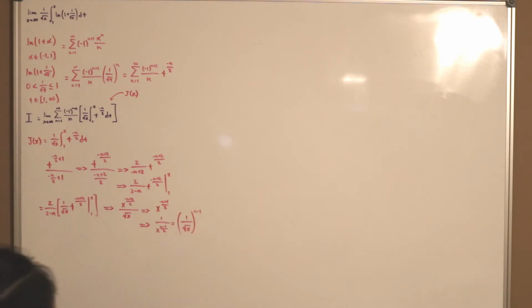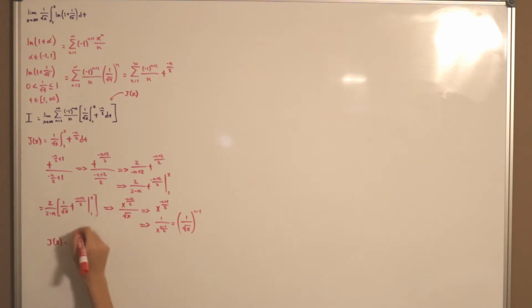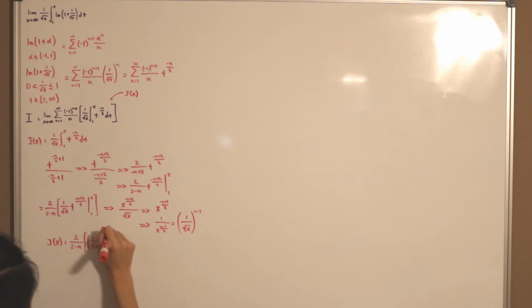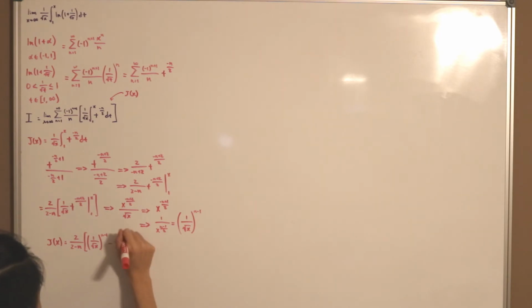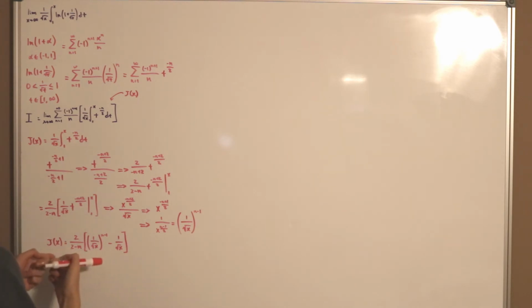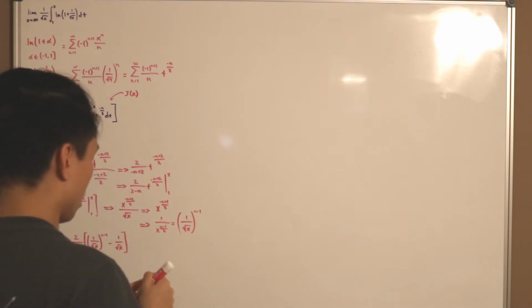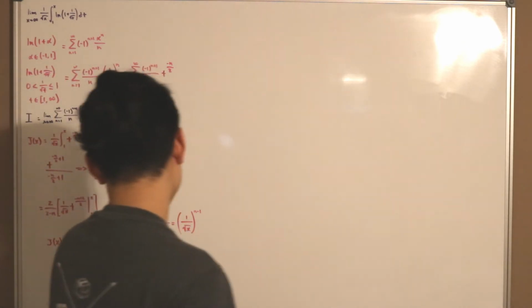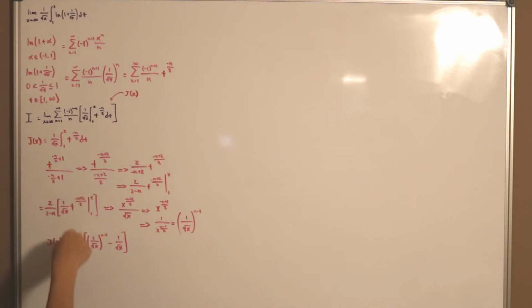So there it is. And now that we have that, we have that j of x is actually equal to 2 divided by 2 minus n, and then multiplied by 1 divided by the square root of x raised to the n minus 1, then minus 1 divided by the square root of x. Okay, nice, fantastic. So now that we have this, we can actually substitute back for j of x, and I'm going to divide 2 to both sides when we substitute back for j of x.